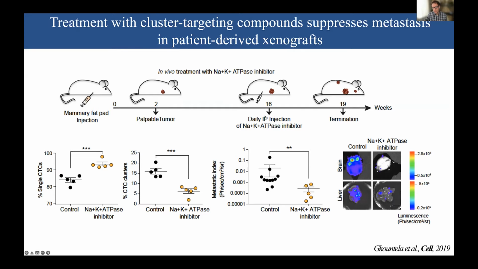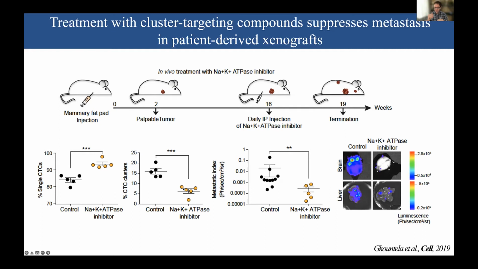Then we treated with daily IP injections of sodium potassium ATPase inhibitors for 3 weeks, and then we terminated the experiment. When looking at primary tumor size, there was absolutely no change. This was consistent with our no-killing approach. But when you looked at CTCs, you could see that these tumors were producing more single CTCs and fewer clusters. And this unbalanced production of clusters and single CTCs led to a massive reduction in metastasis.